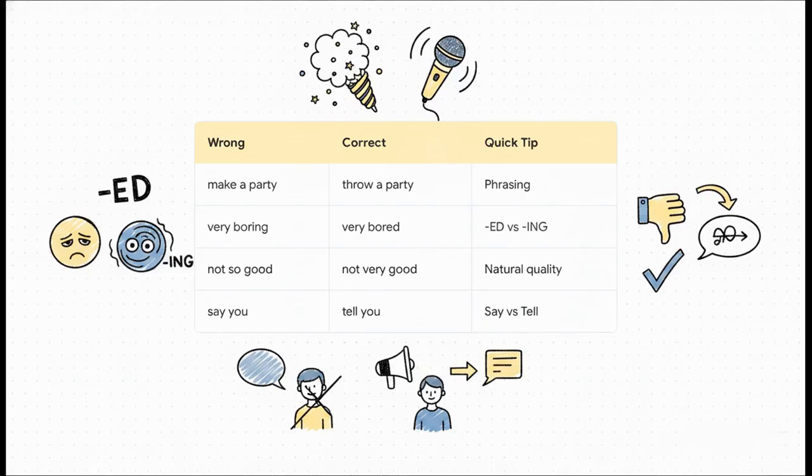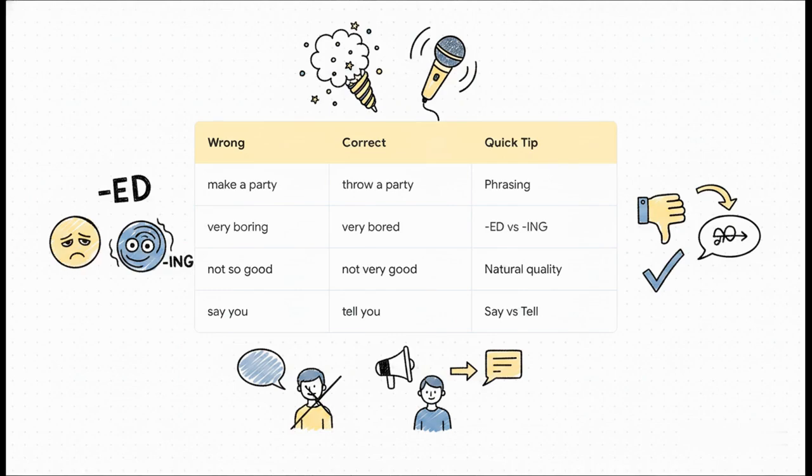Next, I am very boring in this class. Okay, really lean in here because this is an amazing insight. ED describes how you feel, and ING describes what the thing is like. You feel bored. The class is boring. If you say, I am boring, you are accidentally telling the native speaker that you are an uninteresting person. So say, I am very bored.